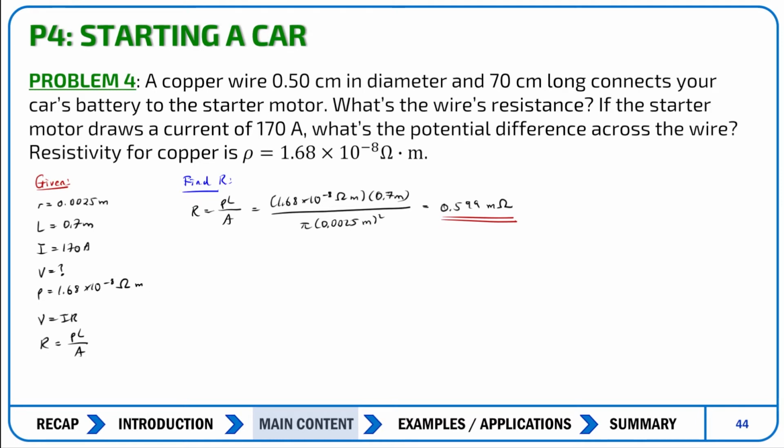Next, we want to figure out the potential difference. So V is equal to IR. That's simple enough. We have 170 amps multiplied by 0.599 times 10 to the negative 3 ohms. And we end up with 0.10 volts as our potential difference.